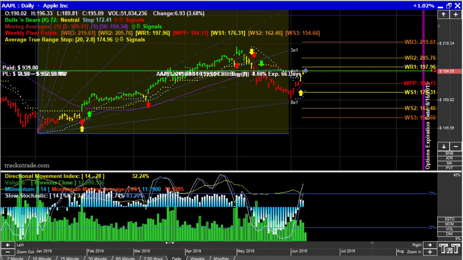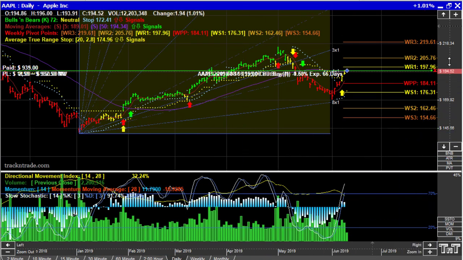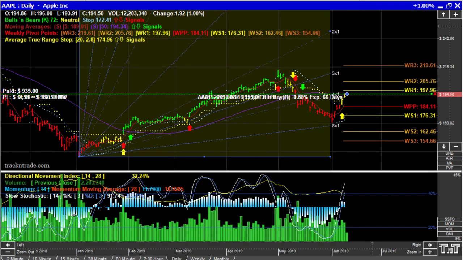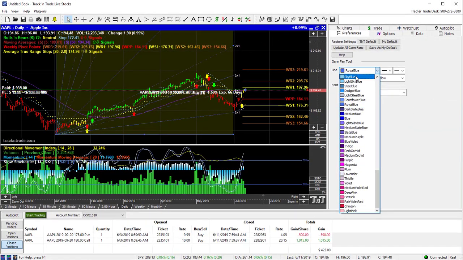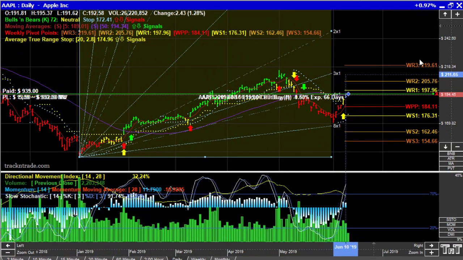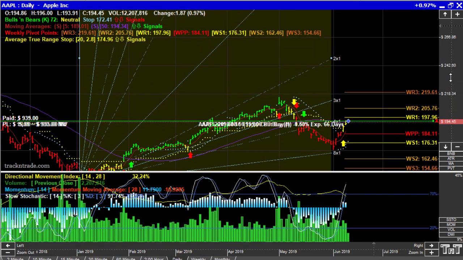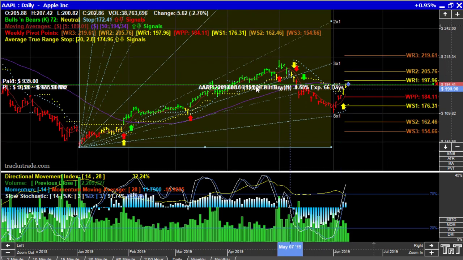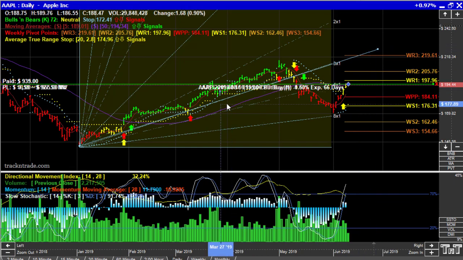And if you notice, let me make this a little bit easier to see. I'm going to go into the preferences for the Gann Fan and make that a little bit lighter color so you can see a little better. And see that 3x1 line and that 2x1 line? That market went right up through that 3x1 line and used it as an area of support all the way across the bottom there. When it broke that line, it started to fall.